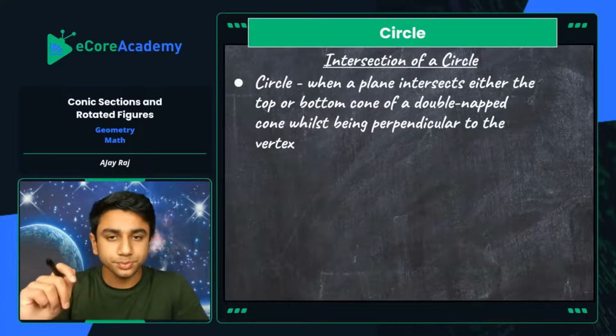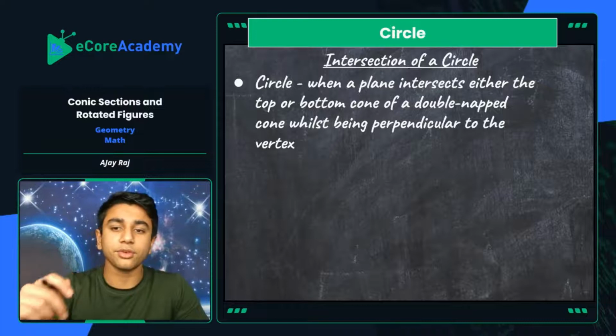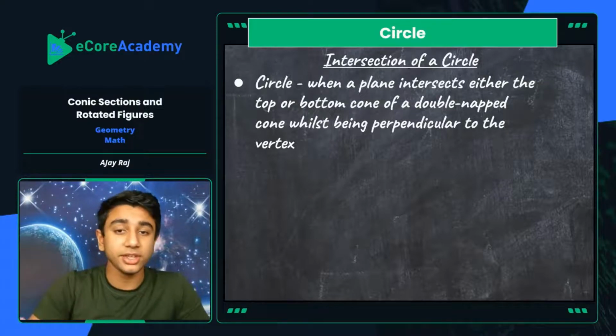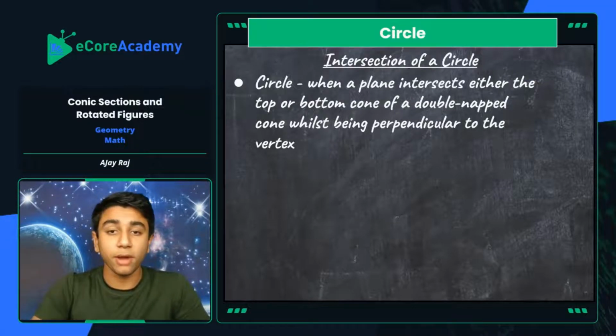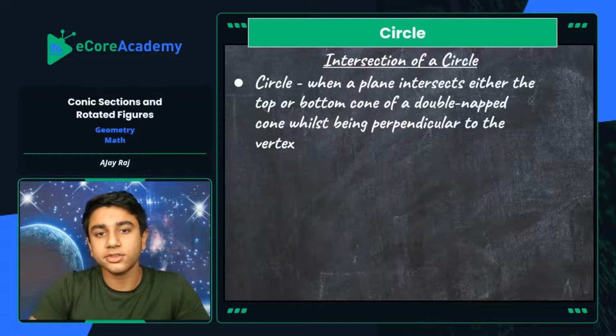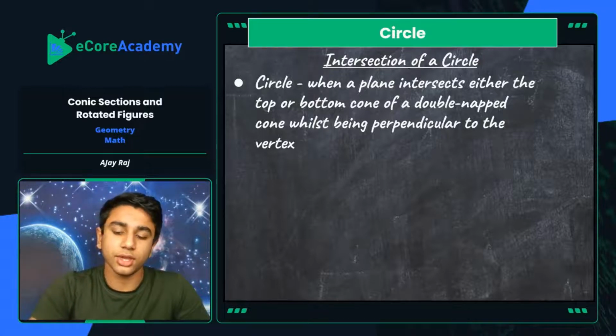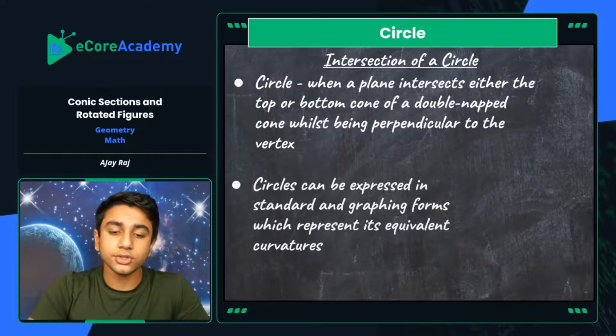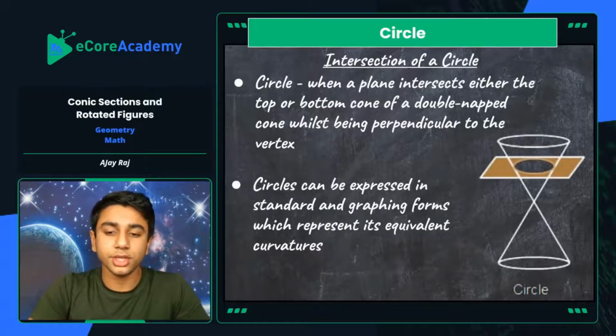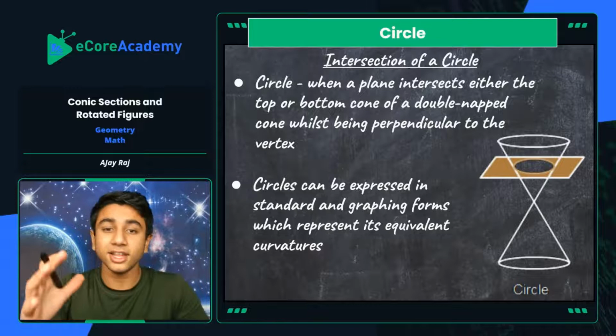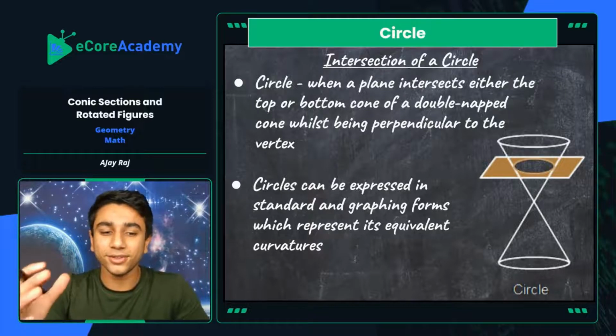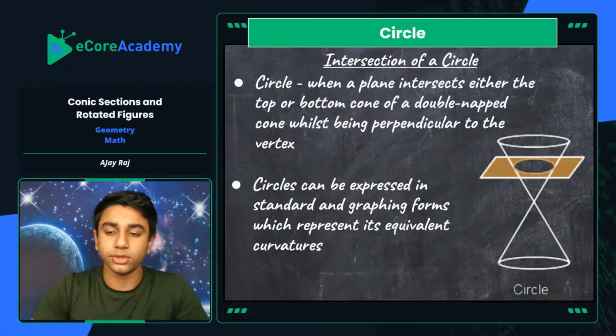If you were to use pen and paper, you would have to create that perfect circle, which is basically like a square in terms of your polygons. They have to be perfect side lengths, so they're almost impossible to actually create. And circles can be expressed in two forms, which are standard and graphing forms. I'll explain that later. But let's first focus on the double napped cone and how it actually appears on the double napped cone.